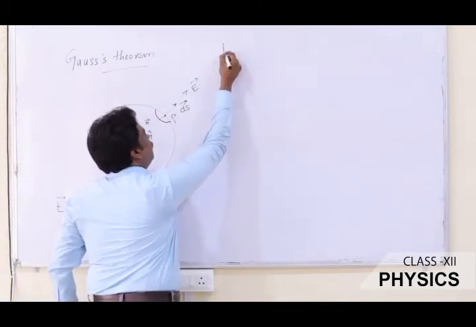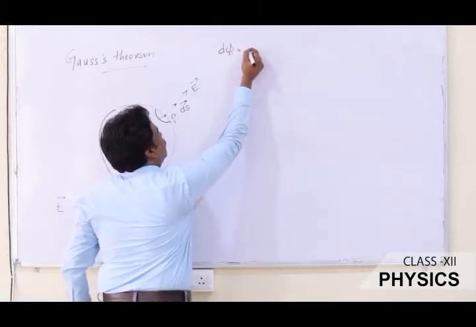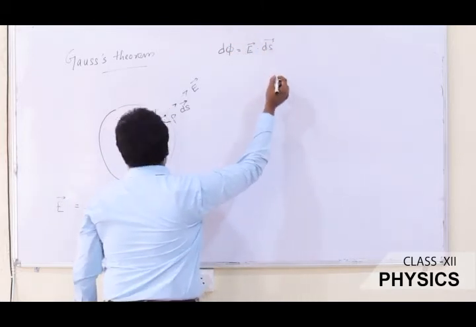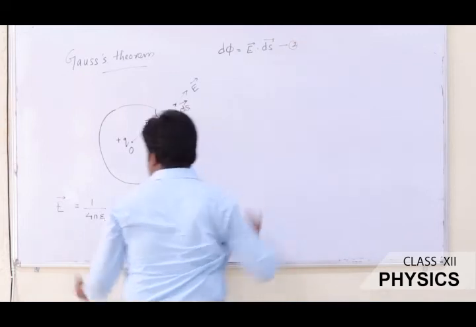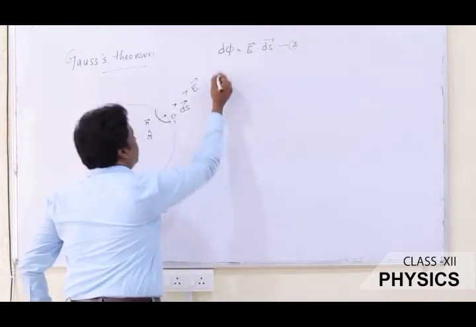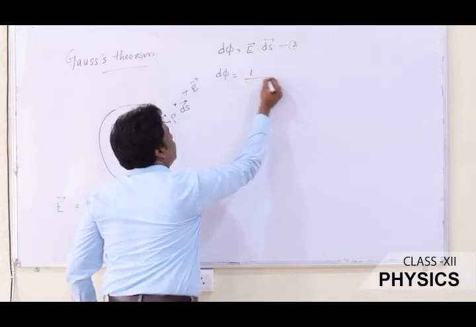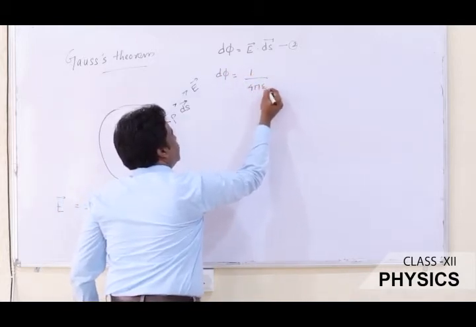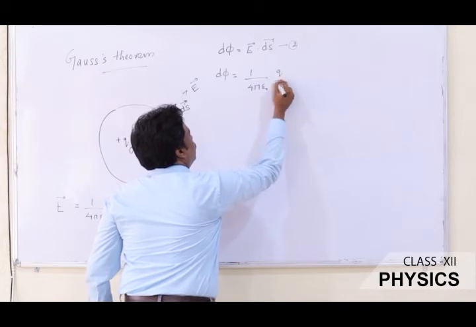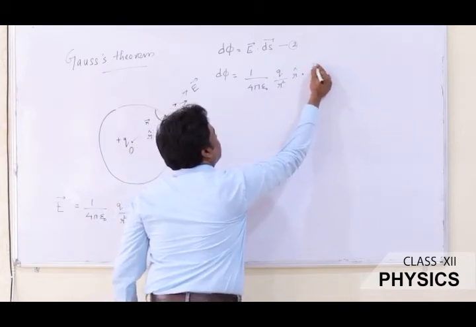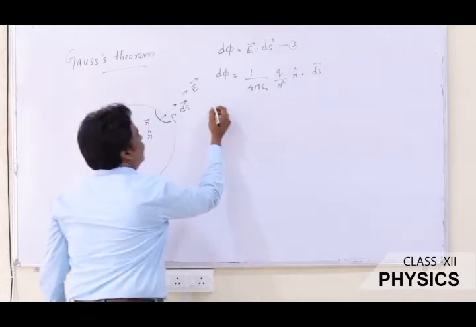Already we have a formula. d phi is equal to E vector dot ds vector. Mark it as equation number 2. I can use 1 and 2. So d phi is equal to 1 by 4 pi epsilon naught Q by R square R cap dot ds vector. Now remove the dot.